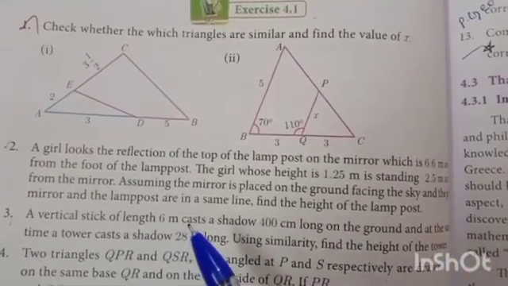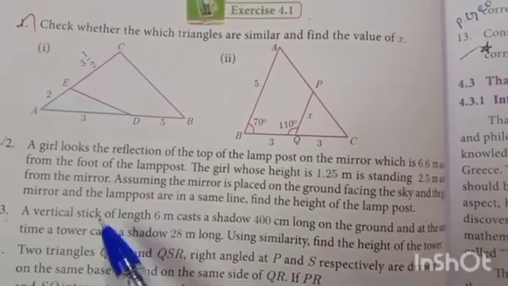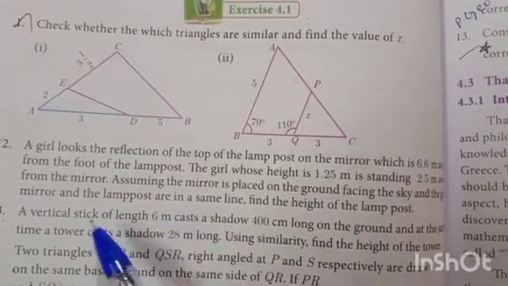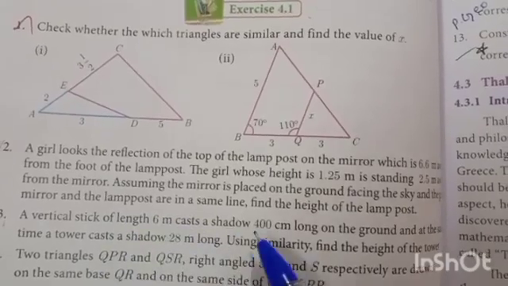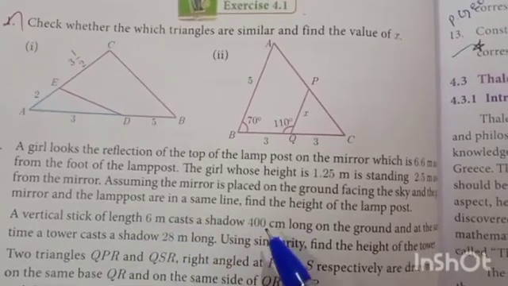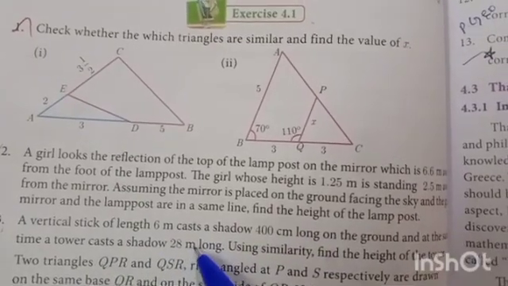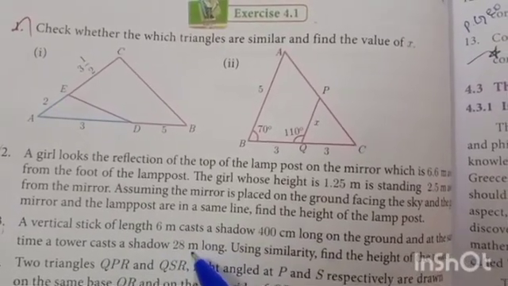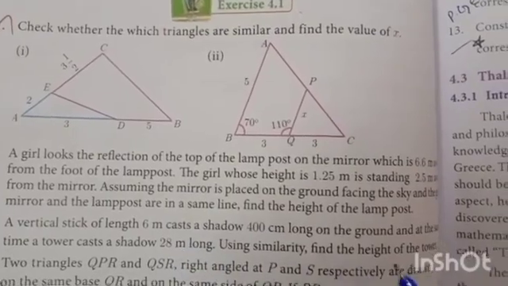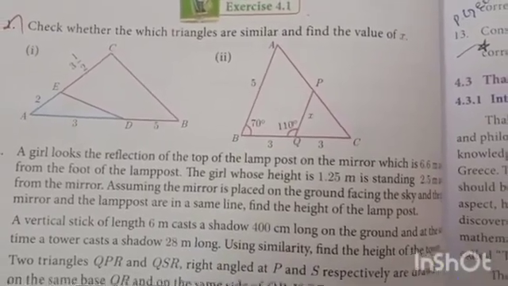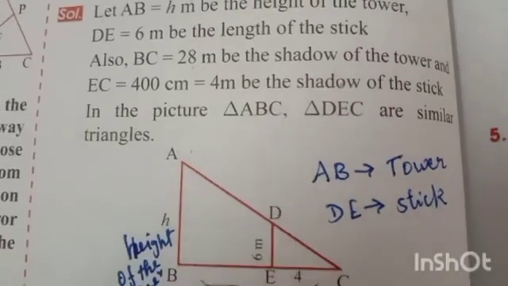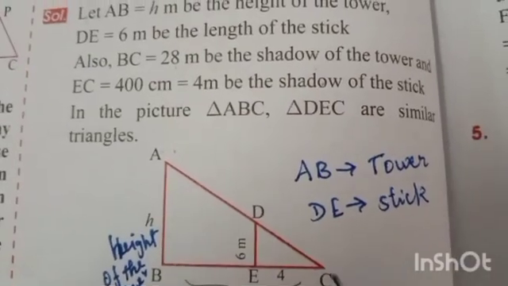What is given in the question? Yes, 6 meters is the length of the stick, the shadow of the stick is 400 centimeters, and 28 meters is the shadow of the tower. Using this, we have to find the height of the tower. You have to draw the diagram for the given problem.